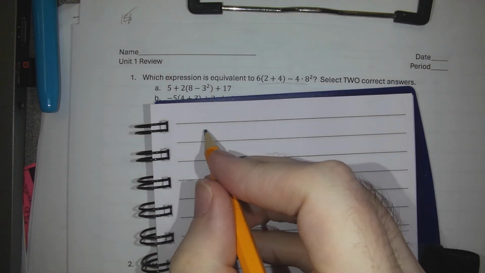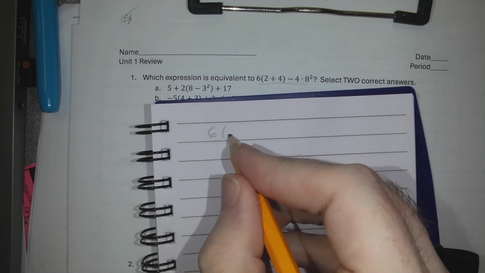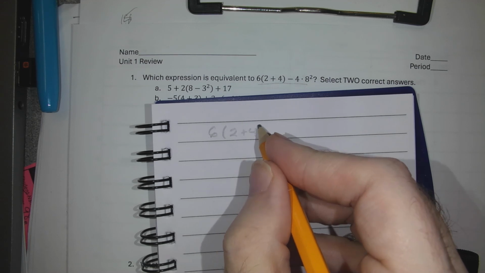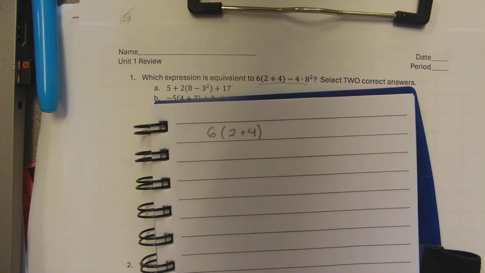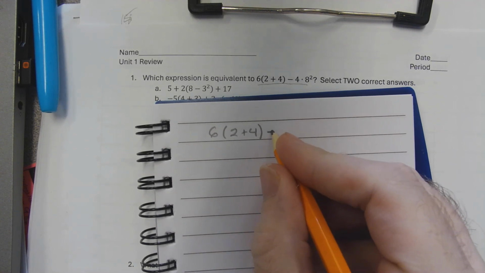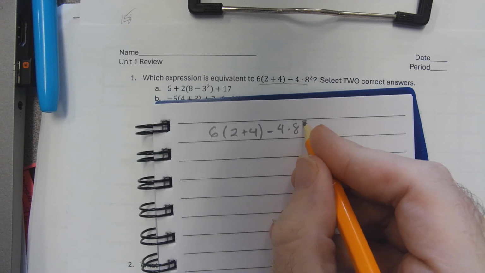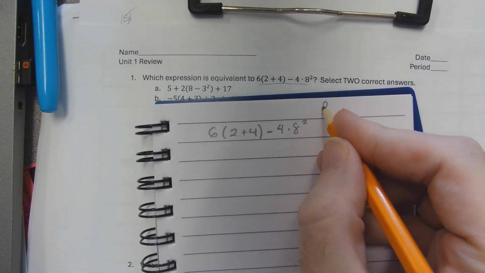Well, so 6 times (2 plus 4) minus 4 times 8 squared. Let's turn that light off. Alright, that's better. Well, we do order of operations.